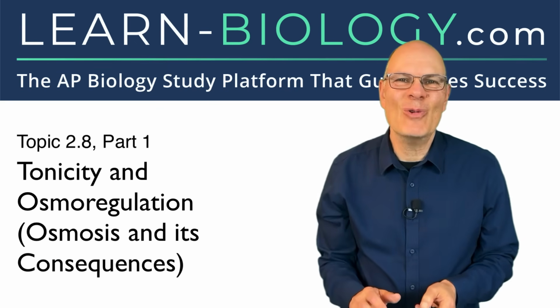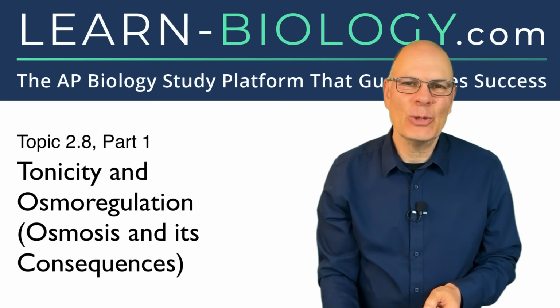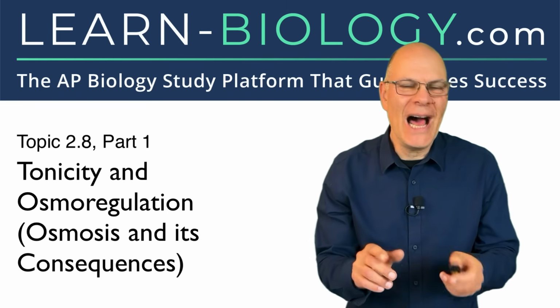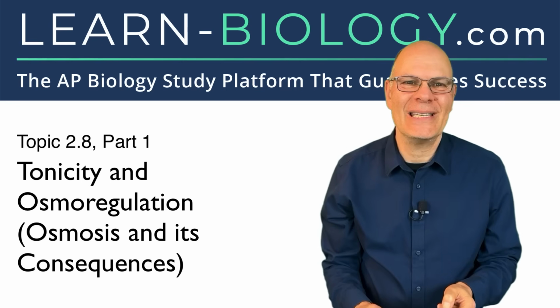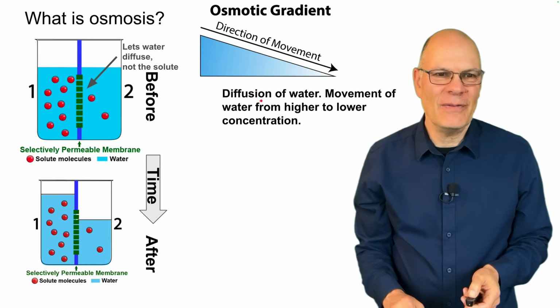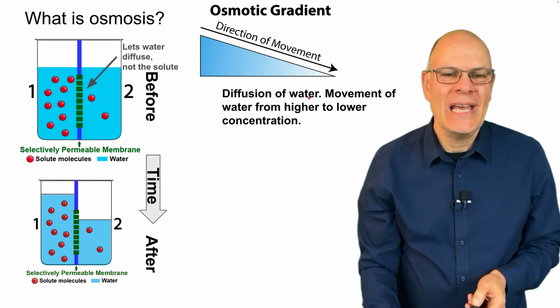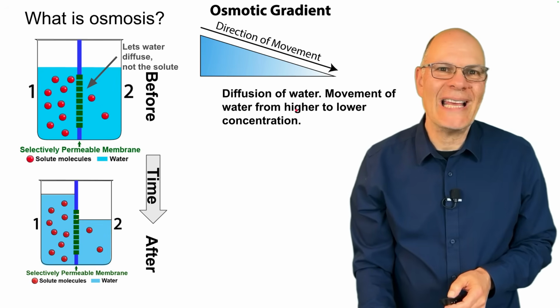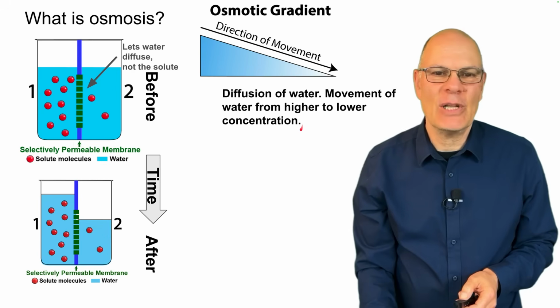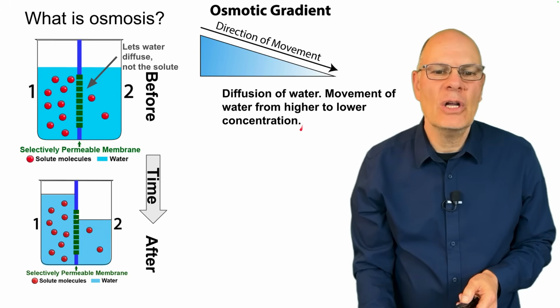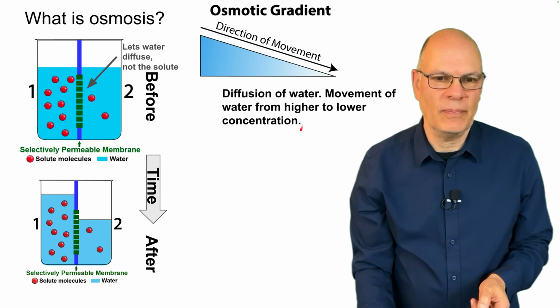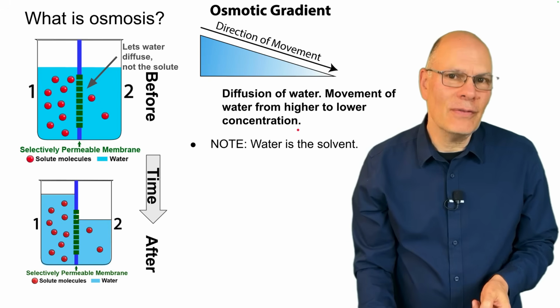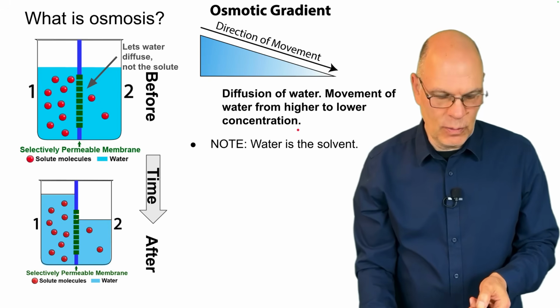Tonicity and osmoregulation. That's the College Board's term. I wish that was just called osmosis and its consequences. So let's start by defining what osmosis is. It's the diffusion of water. Water diffuses like everything else, and that means that water is going to move from higher to lower concentration. Water is the solvent of life, so we have to pay attention to how it moves.